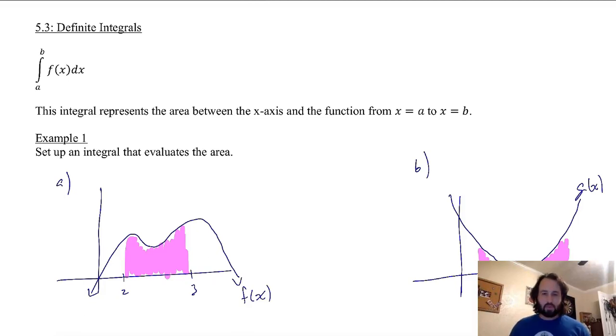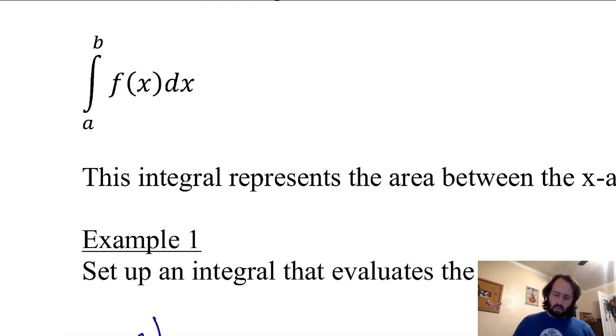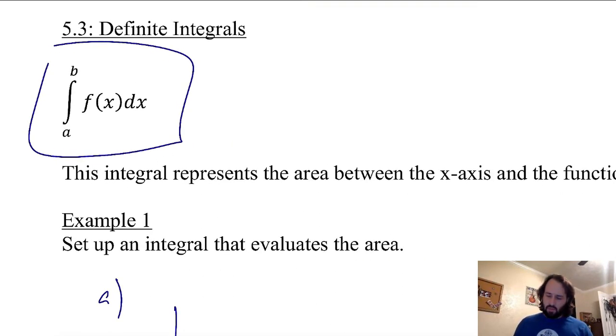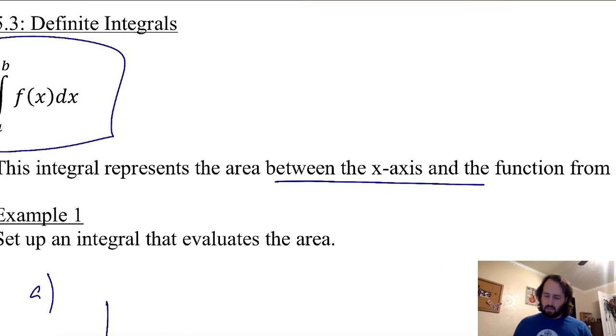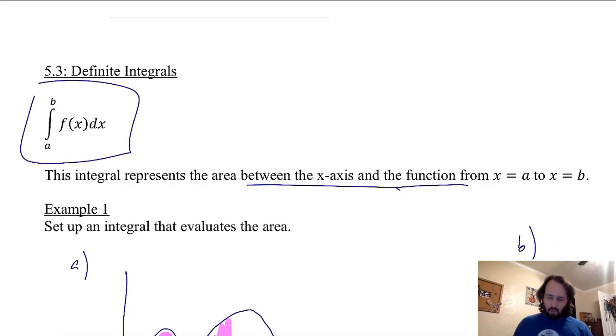All right, hopefully this is pretty straightforward. What we're going to be talking about today is definite integrals. And essentially all we are doing is finding the exact area under the curve. So we're going to be doing that without using what we're going to learn next, which is the fundamental theorem of calculus. But what you need to know is that this integral right here represents the area between the x-axis and the function from x equals a to x equals b.